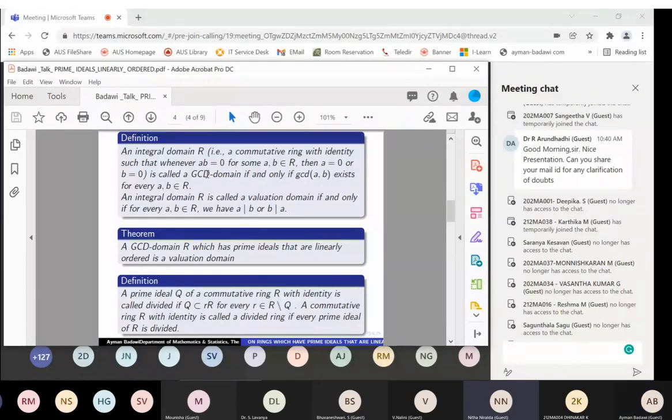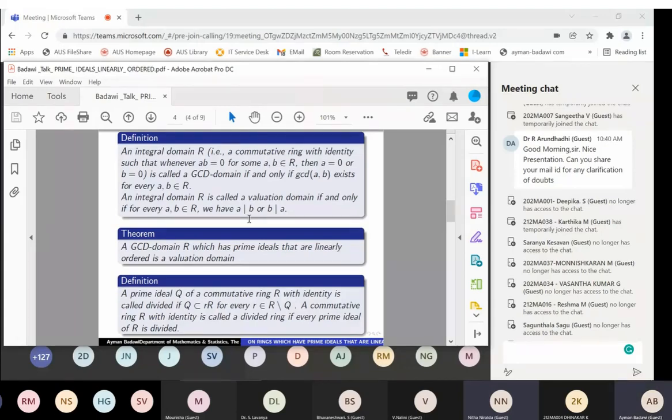And also this is a reminder: what do we mean by a valuation domain? There are many definitions of valuation domain. The one I use here is the simple one. Whenever you have two elements A and B in R, then A is a factor of B, or B is a factor of A. That's the definition of a valuation domain.